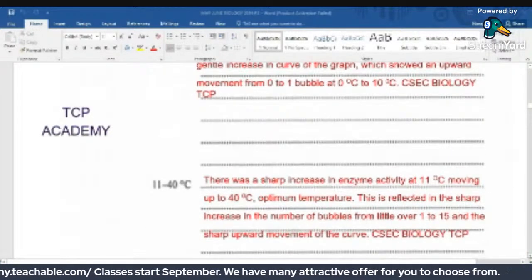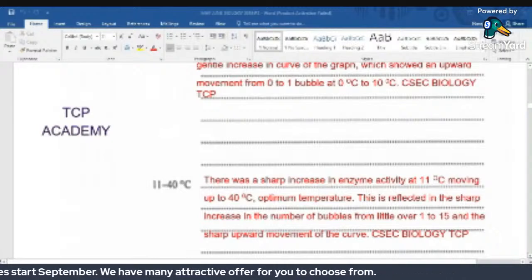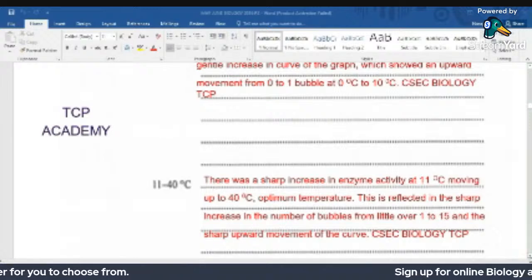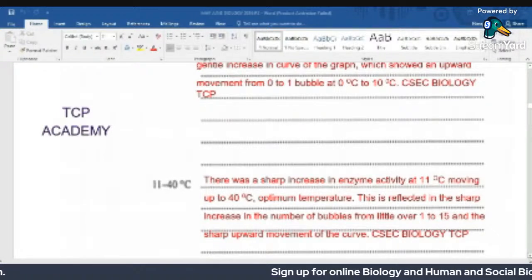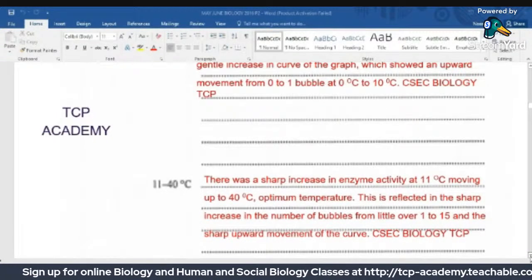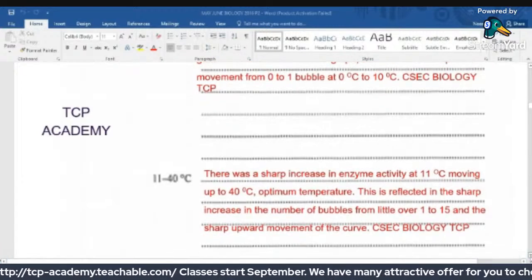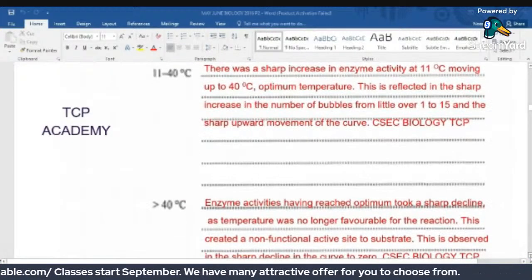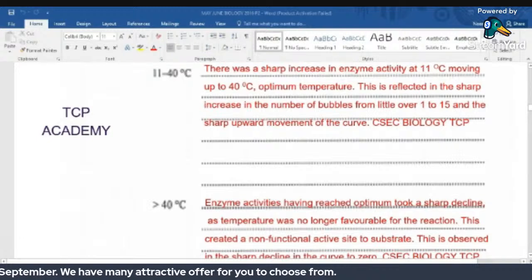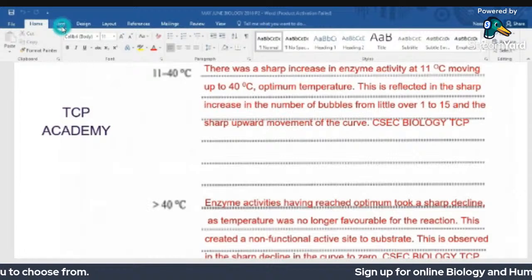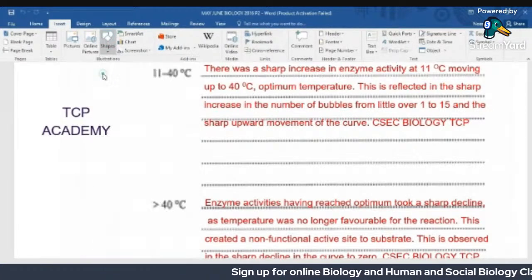Now, this is reflected in the sharp increase in the number of bubbles from a little over 1 bubble to 15, and the sharp upward movement of the curve. So you're seeing that the enzyme had a sharp increase in activity, and wow, we moved from 1 right up to 15. Now, what is it saying here for 40? So this is when it got to the optimum point at the top there. If I can just draw that for you very quickly. When it gets to the top there, what would have happened?